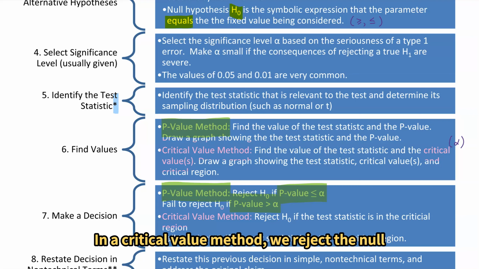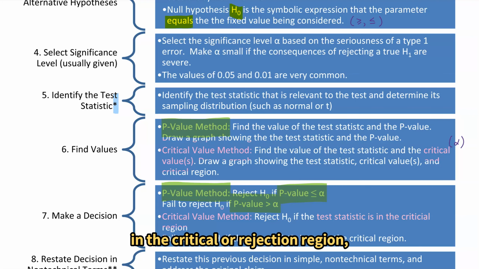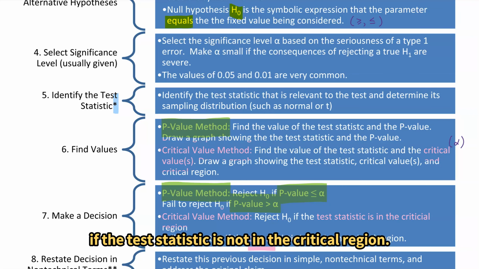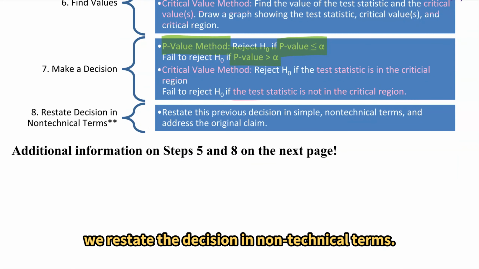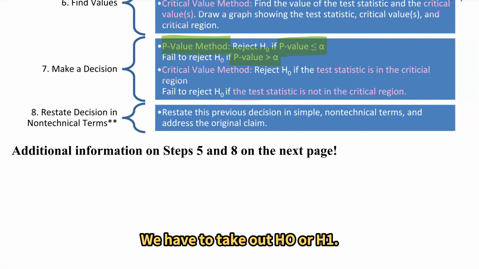In the critical value method, we reject the null if the test statistic is in the critical or rejection region, and we fail to reject the null if the test statistic is not in the critical region. And then the last step, we restate the decision in non-technical terms. We have to take out H0 or H1.